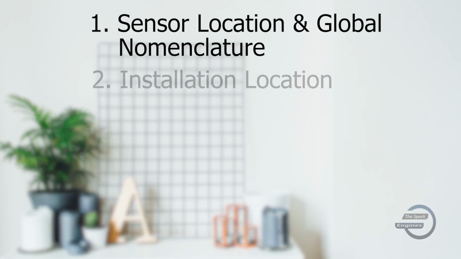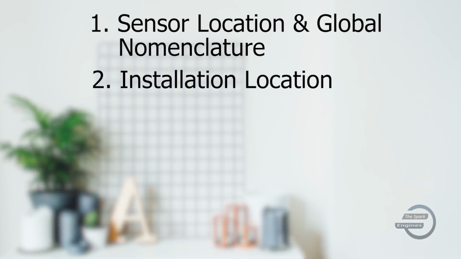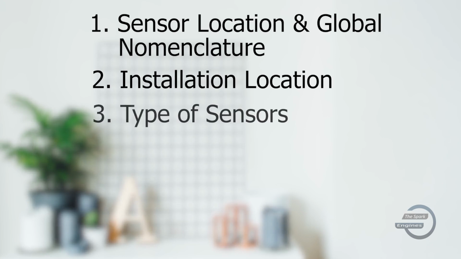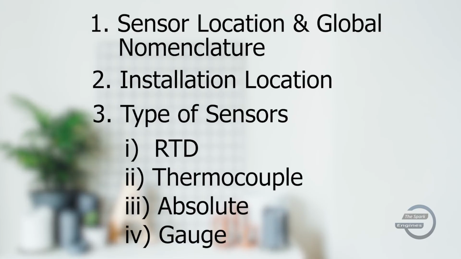Second, the correct location of their installation. It means at what location they should be installed within the system. And the last, different types of sensors like RTD sensors, thermocouple sensors, absolute sensors and gauge sensors. So let's start with the complete layout of testbed sensors.